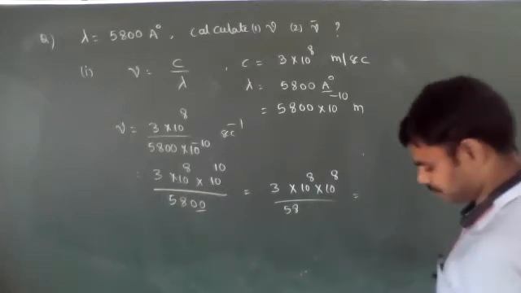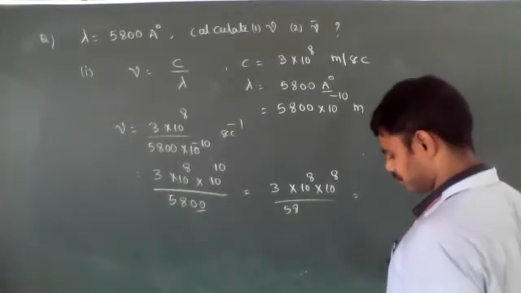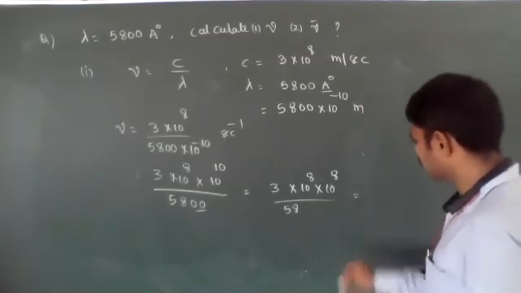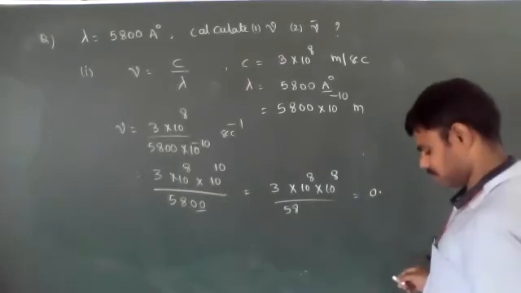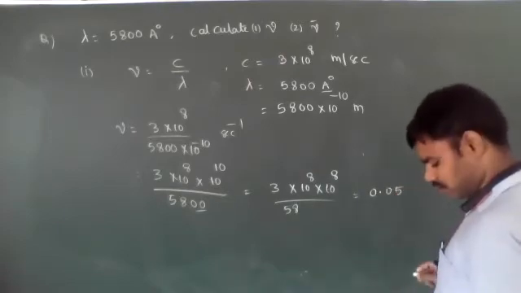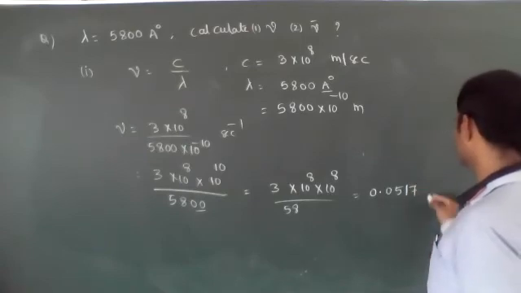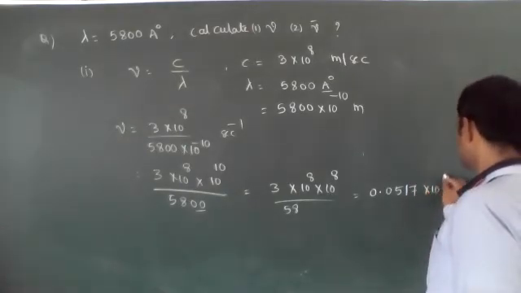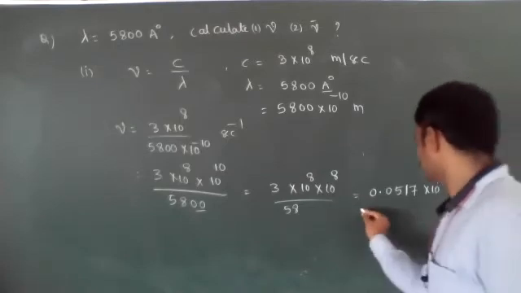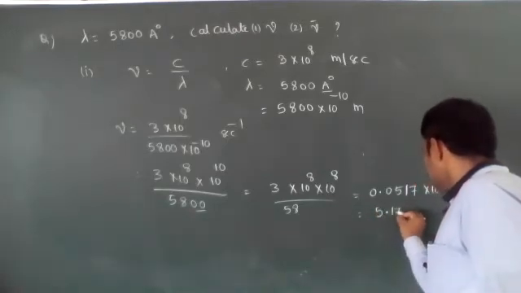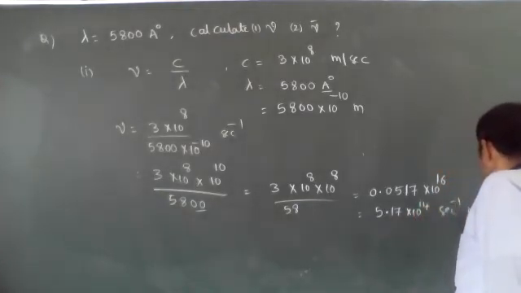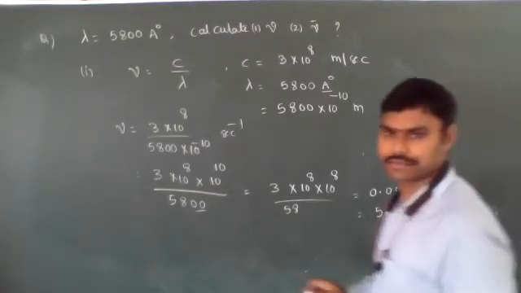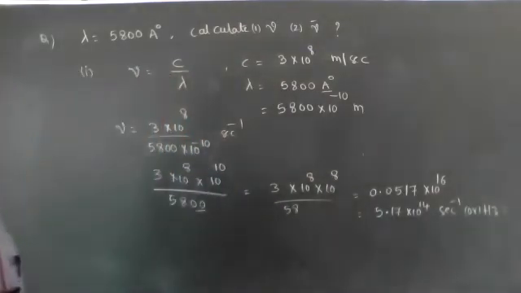How much will it come? Approximately, the 3 by 58 value is 0.0517 into 10 to the power of 16. That is nothing but 5.17 into 10 to the power of 14 second inverse, or hertz. Okay, that is the conversion.